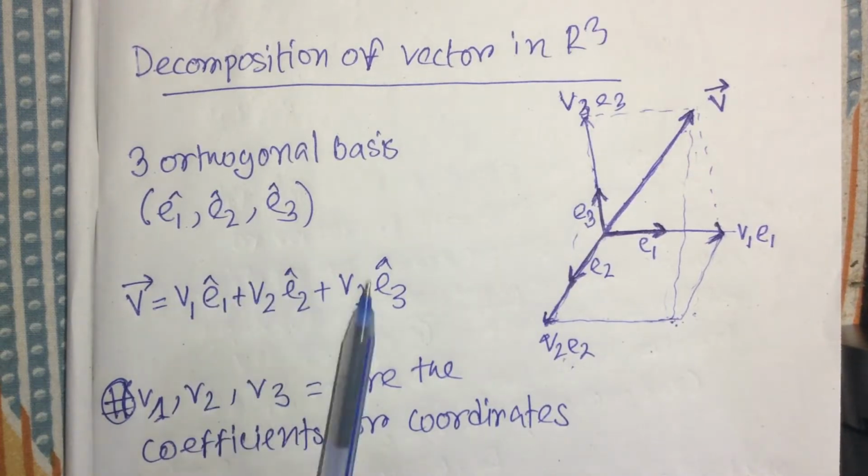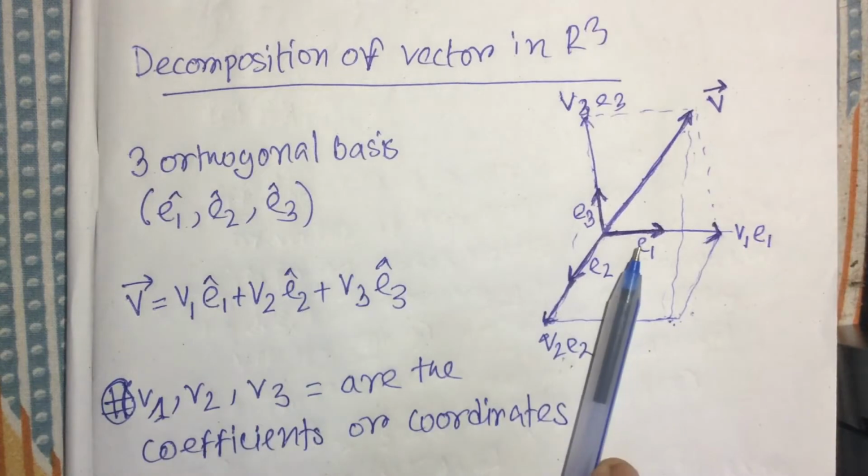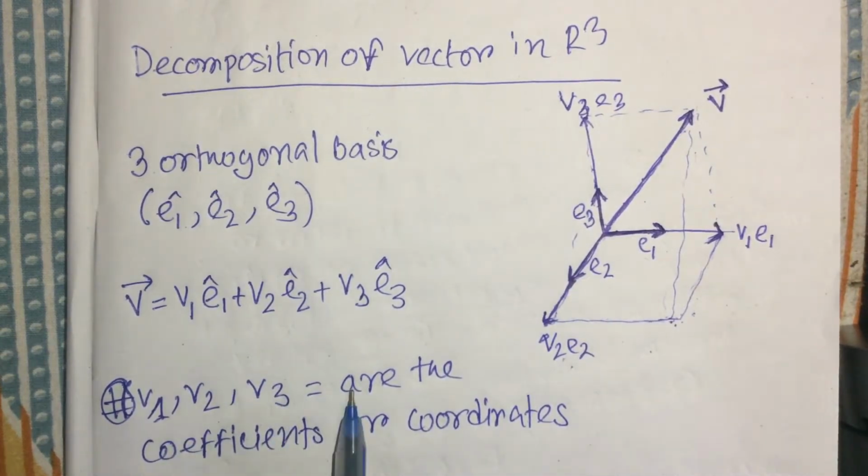Here, E1, E2, E3 are the orthogonal basis vectors. I mean, they are mutually orthogonal and orthonormal also. And V1, V2, V3 are generally called the coefficients or the coordinates.